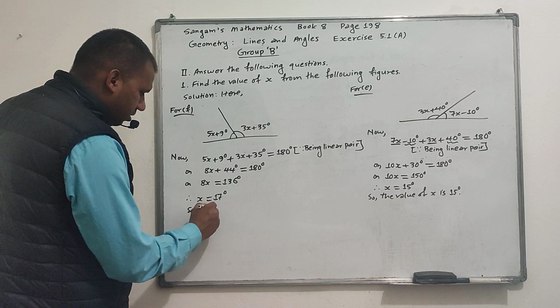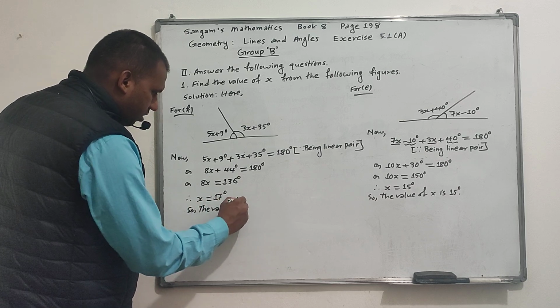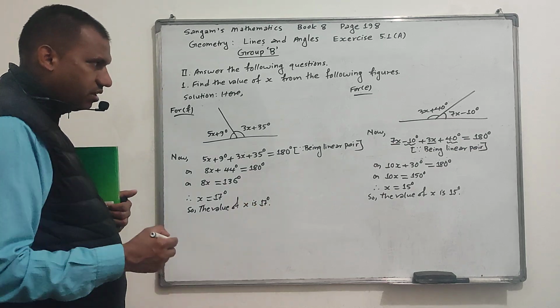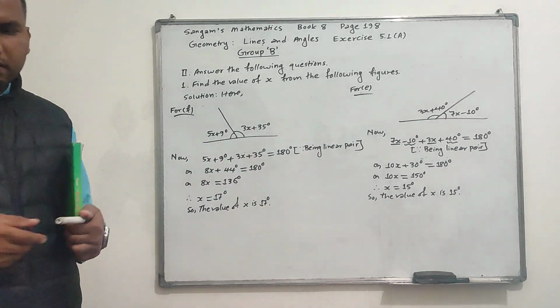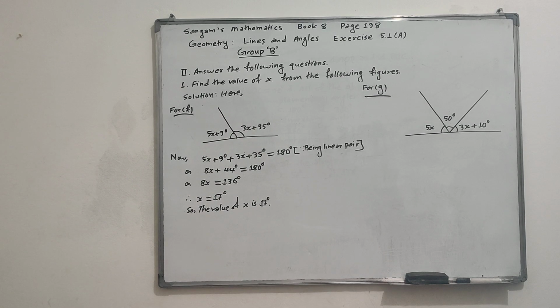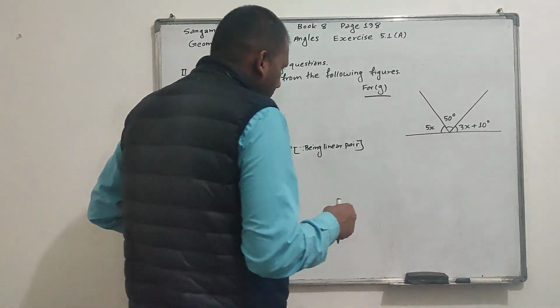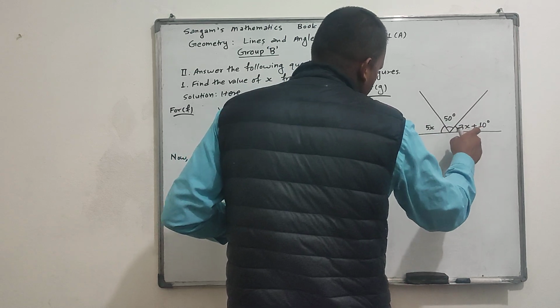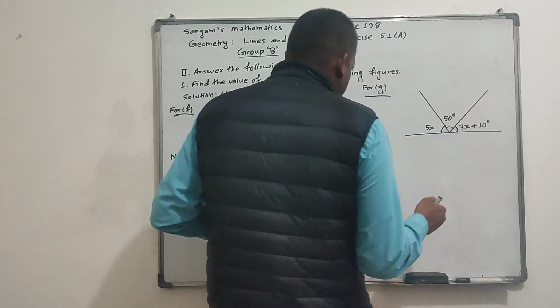So the value of x is 17 degree. Now next for Z, we have three angles in a straight line. First 5x, second 50 degree, and third 3x plus 10 degree.